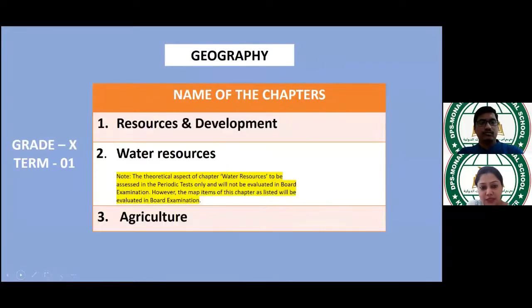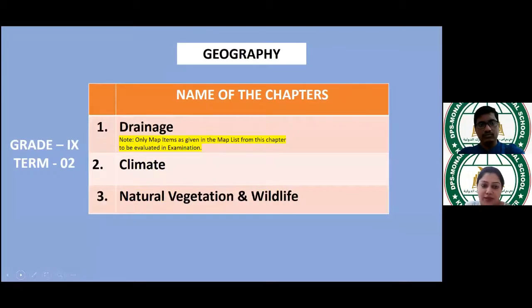Moving to grade 10. In grade 10, there will be 3 chapters for term 1. Resources and development, water resources and agriculture. But hereby it is to be noted that the theoretical aspect of the chapter water resources will only be evaluated in the periodic test. Students don't have to prepare for the theory portion in the board examination or in the term examination. They will only have to prepare for the map work, which will be included in the board examination.